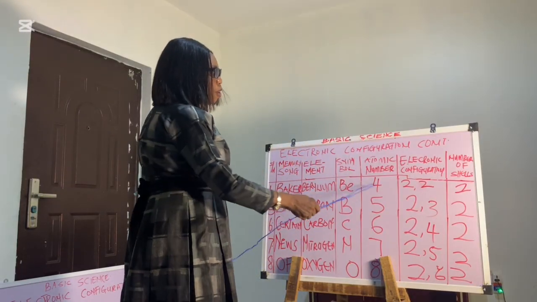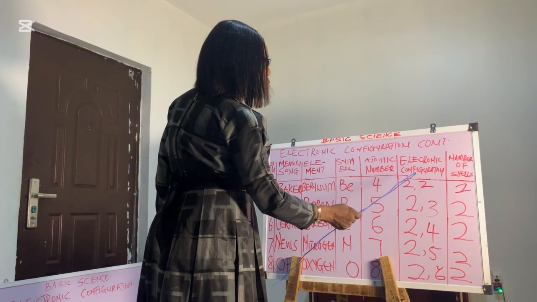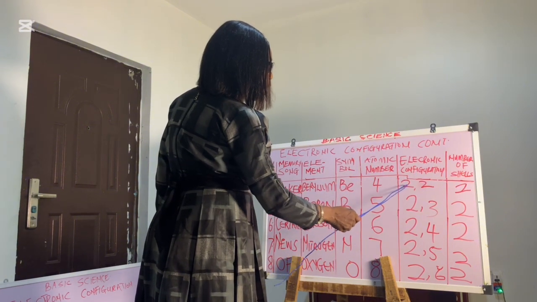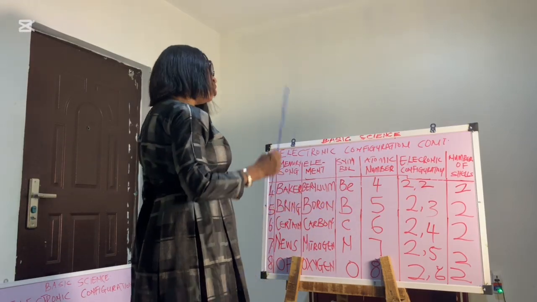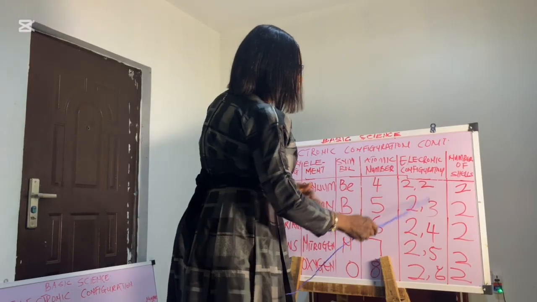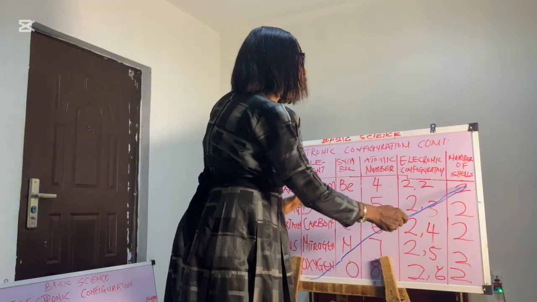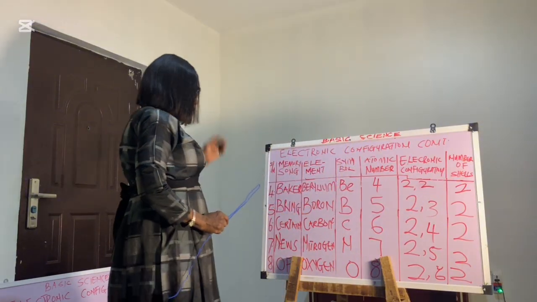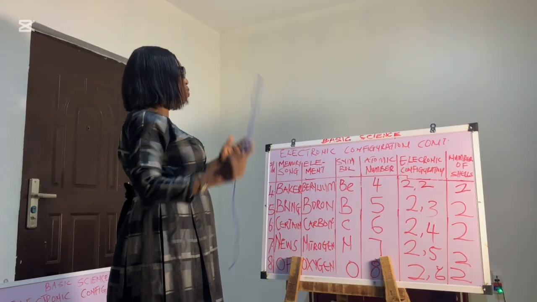So 4 means the innermost shell takes 2, and the remaining 2 go to the next shell. Remember, the innermost shell contains a maximum of 2, the one that follows contains a maximum of 8, and we have not gotten to 8. We are still having 2, so we have just 2 shells. Then the next one is boron. Hello little baker, boron.